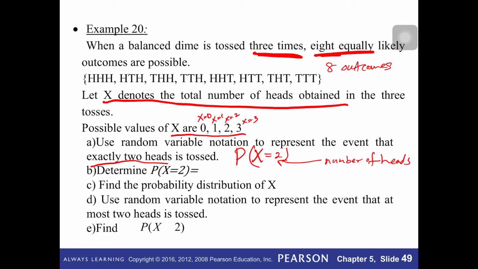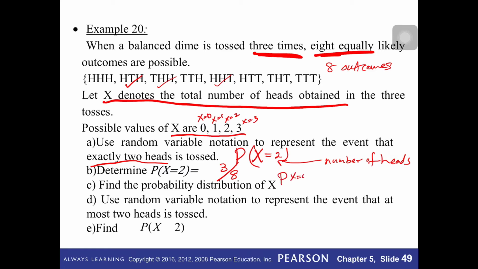So, exactly 2 heads: here you have 3 heads, here you have 2 heads, 2 heads, 1 head, 2 heads, that is it. So, you have 3 outcomes out of 8. So, probability of x equal to 2 is 3 out of 8. Find the probability distribution of x. Okay, how do we find the probability distribution of x? So, you have to write it down here.